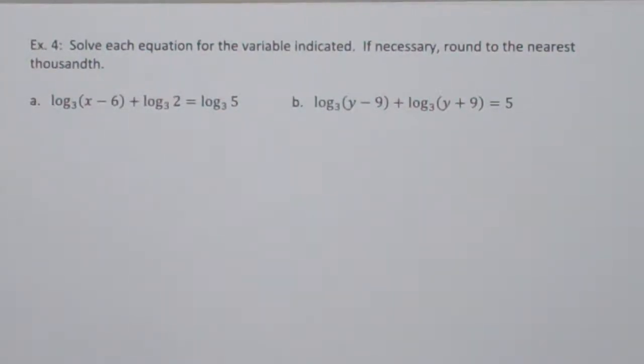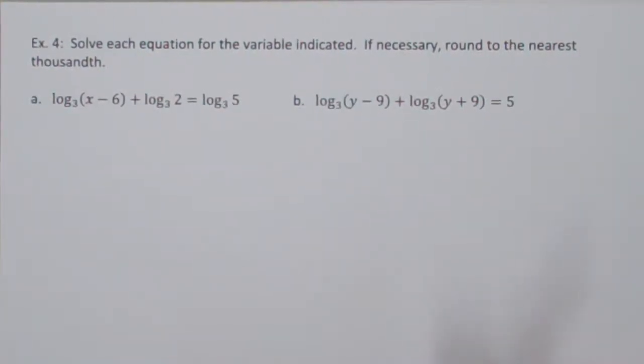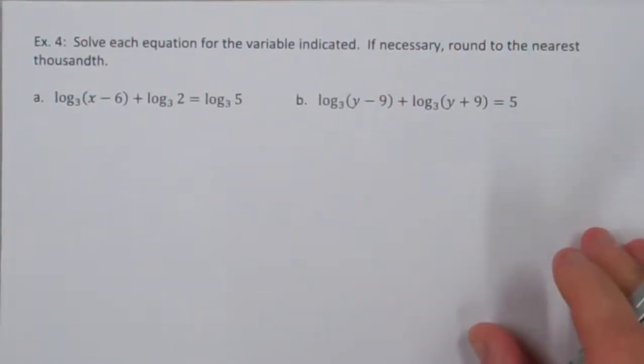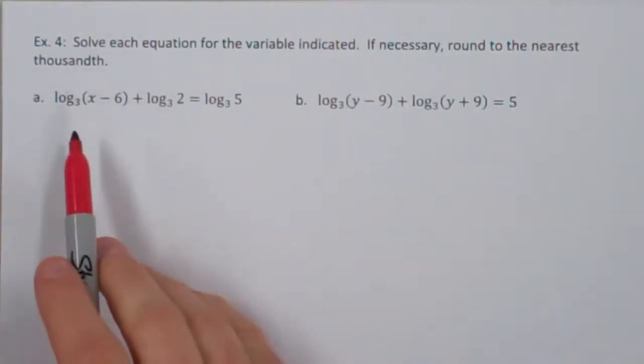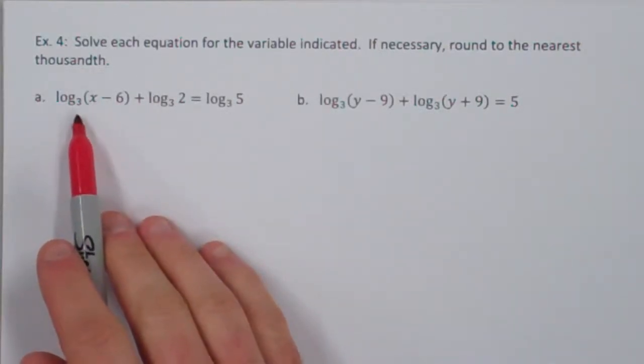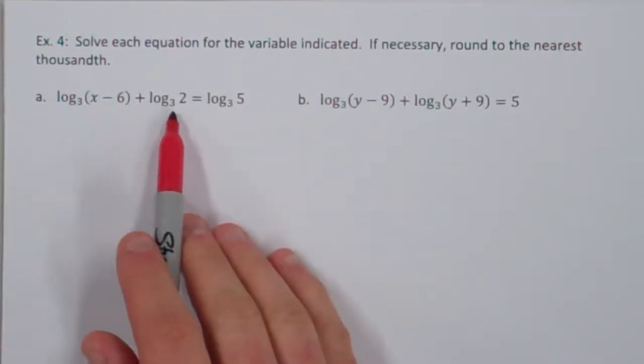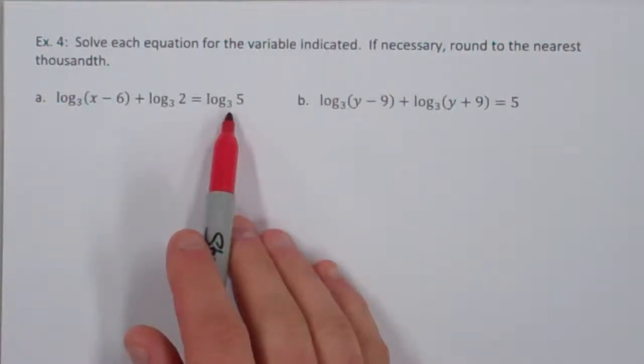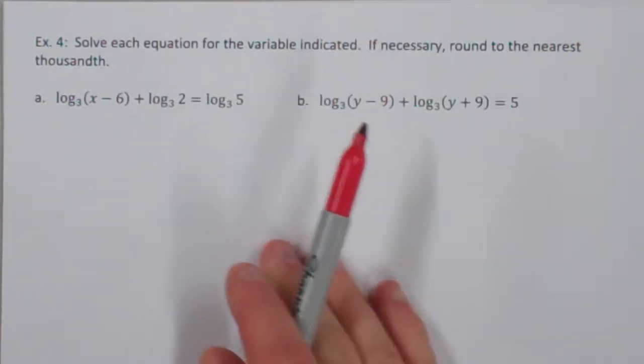In example 4, we need to solve each equation for the variable indicated. If we need to, we'll round to the nearest thousandth. Looking at part A, the first one, we've got log base 3 of something, log base 3 of another thing, log base 3. All the bases are the same.